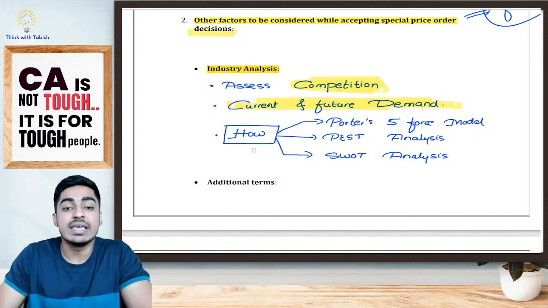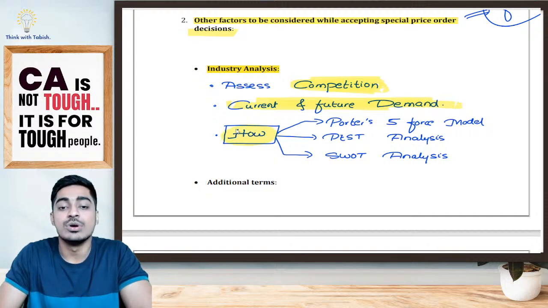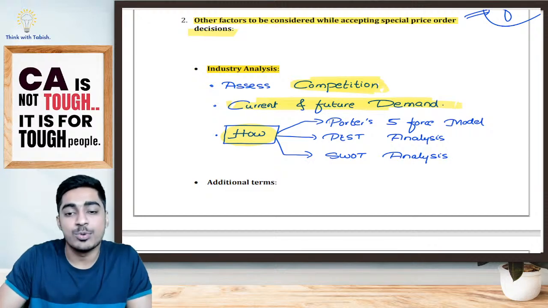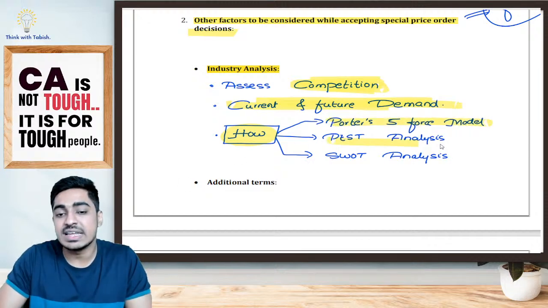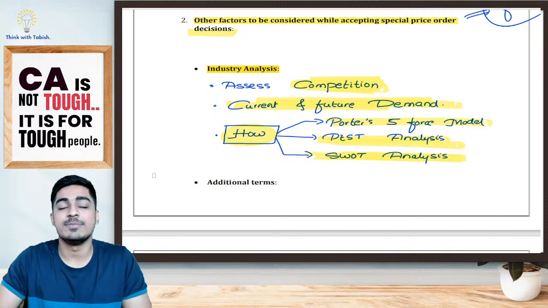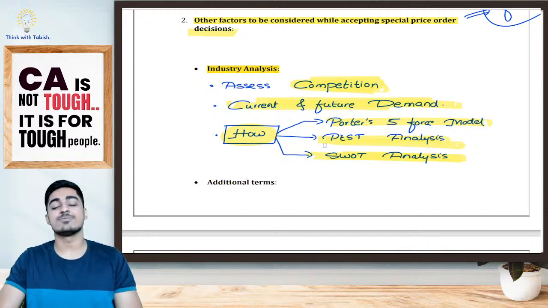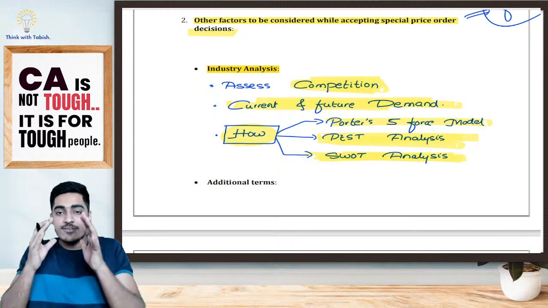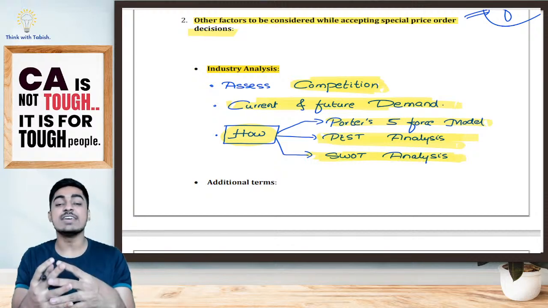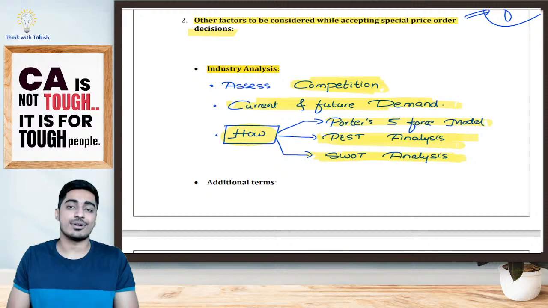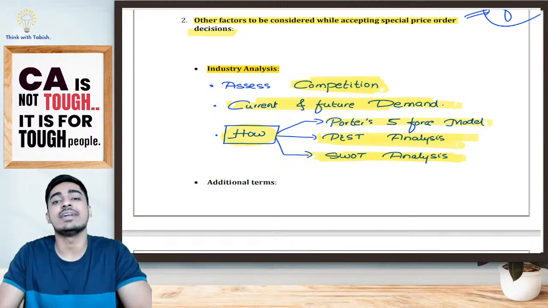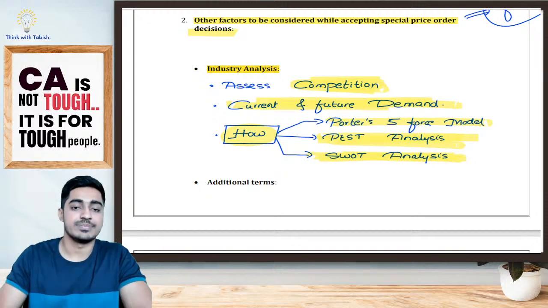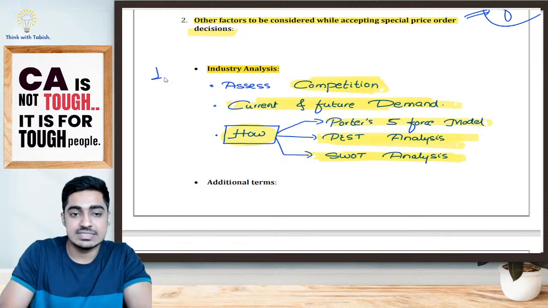How can I analyze the industry? How can I know whether the industry is good, and whether it is feasible for me to enter? We have Porter's 5 force model, PESTLE analysis, and SWOT analysis. We will be discussing this in other chapters. Based on this, we'll analyze the industry to see if it is attractive or not. If it is attractive, only then we'll enter. Otherwise, there is no point entering and giving it at a special price. That is the first term, I for industry analysis.